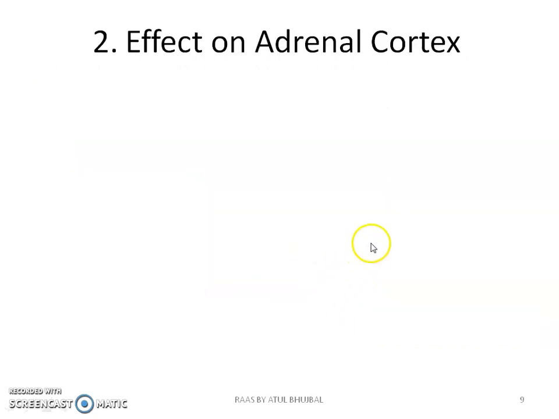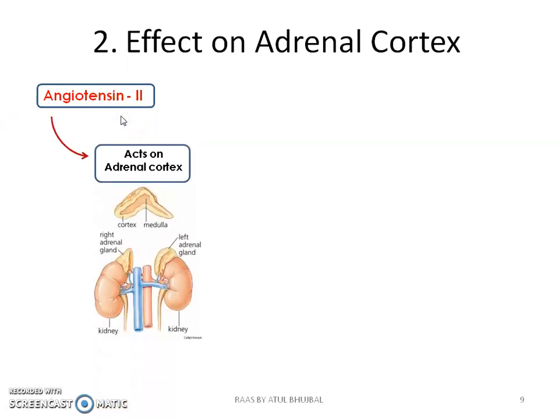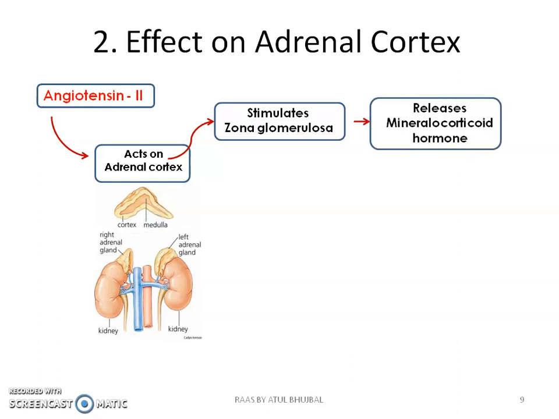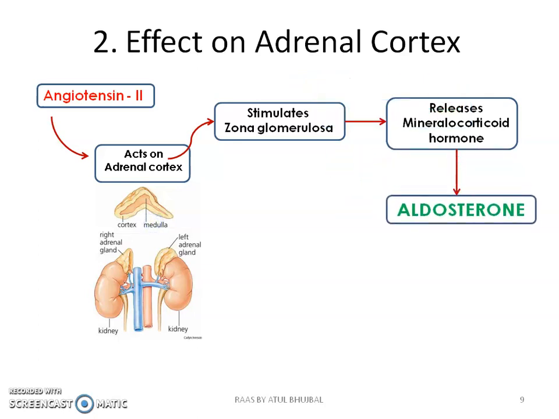Second, the effect on the adrenal cortex. Whenever angiotensin 2 is released, it acts on the adrenal cortex, which is part of the adrenal glands present on the top of the kidneys. This adrenal cortex has one part called the zona glomerulosa. It is a special part. Whenever it gets stimulated by angiotensin 2, it releases a mineralocorticoid hormone, the name of which is aldosterone.